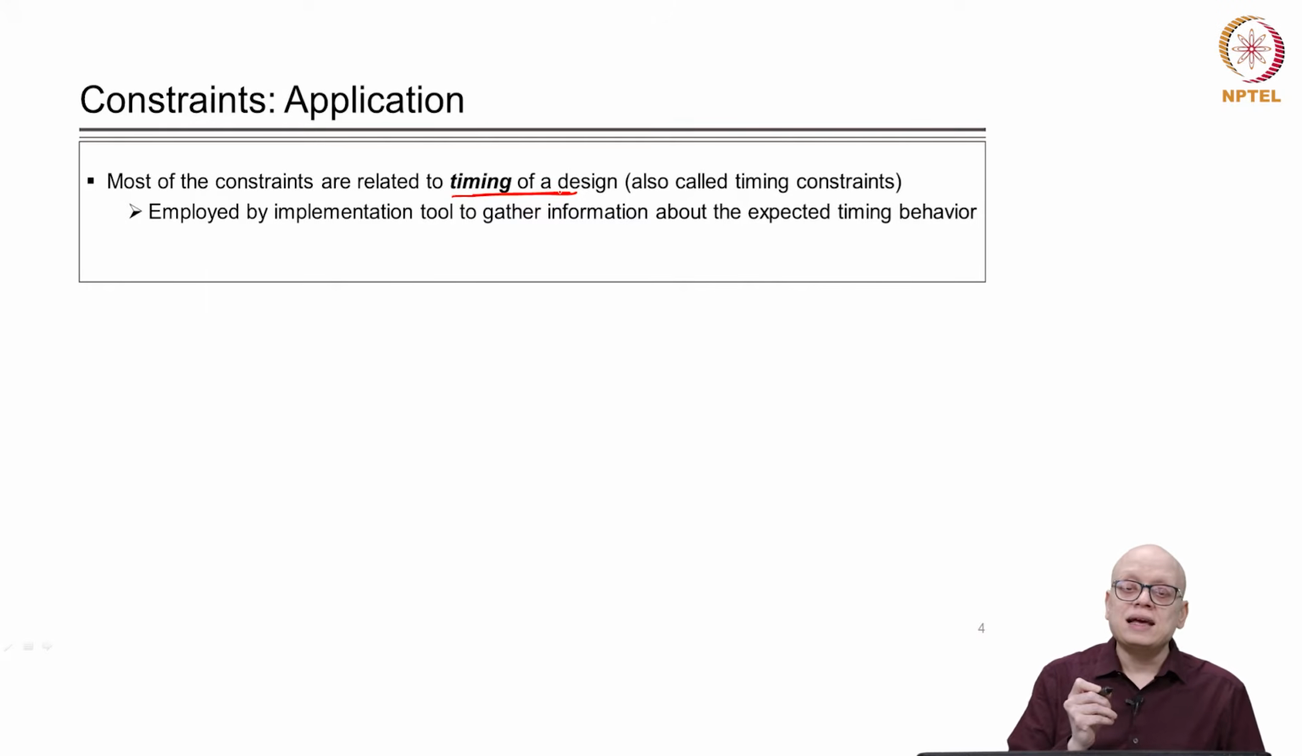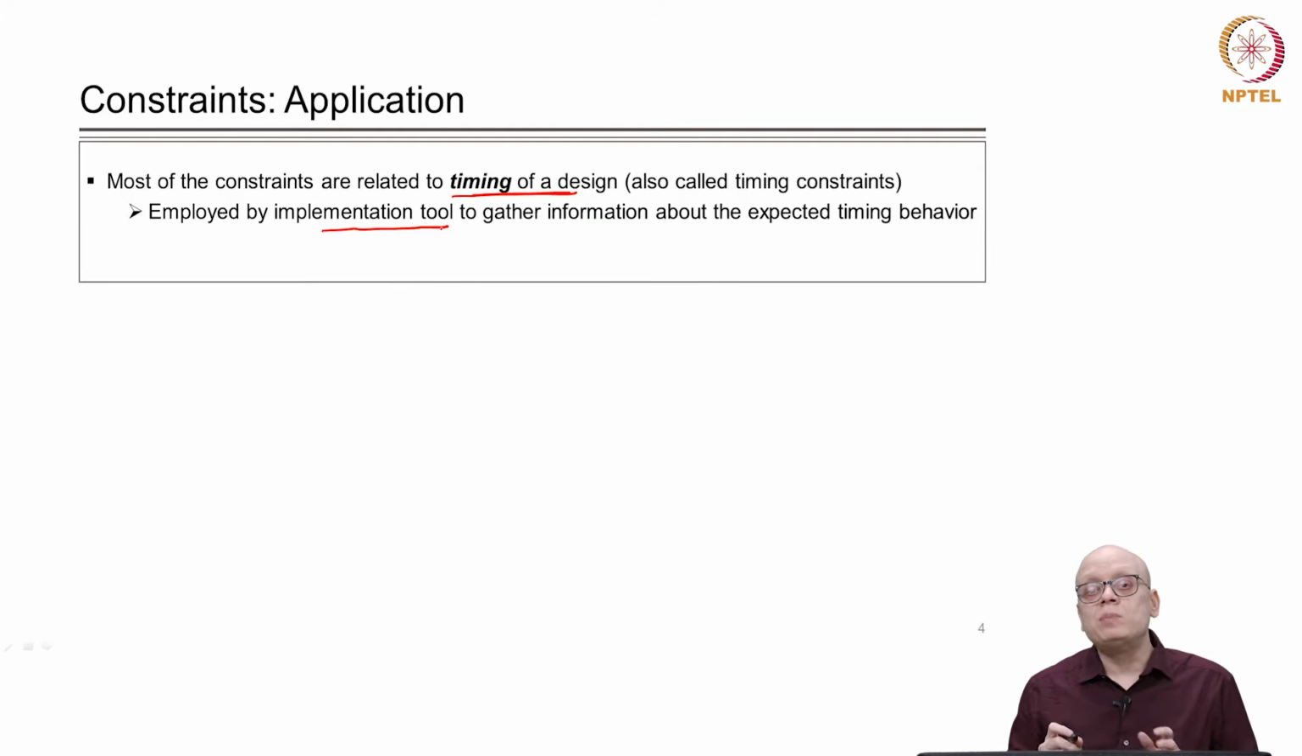So, these SDC constraints are employed by the implementation tool to gather information about the expected timing behavior. For example, what should be the clock frequency at which we expect that our design should run, or be able to deliver the frequency, right. So, this is just one example of what a constraint is and which are relevant to the implementation tool.